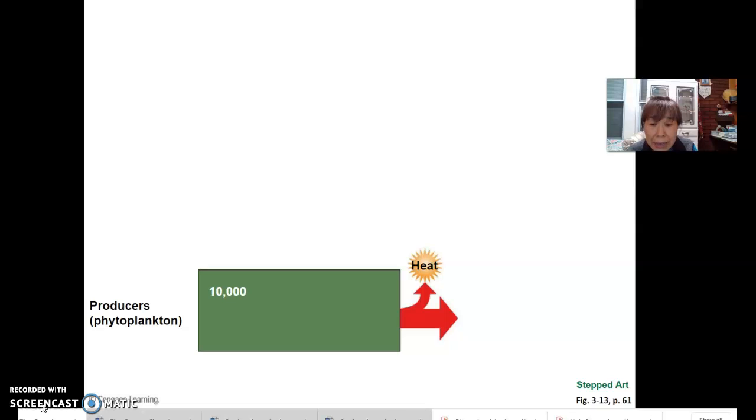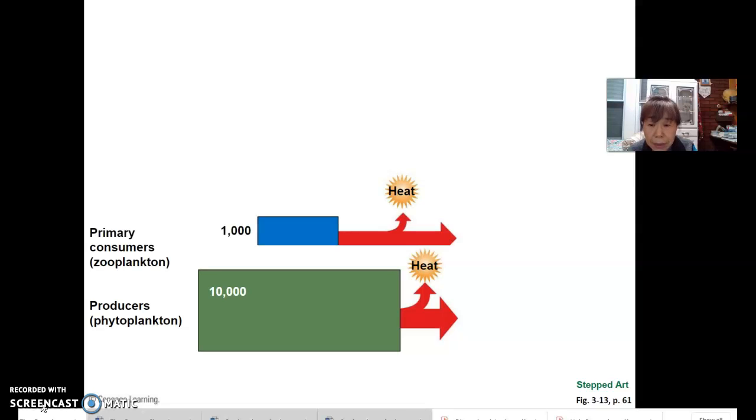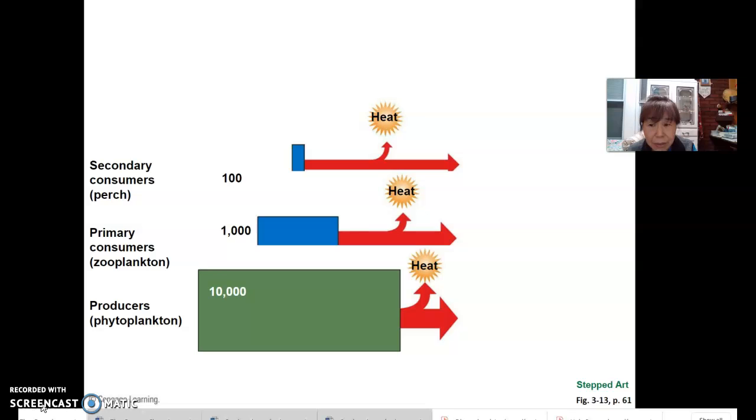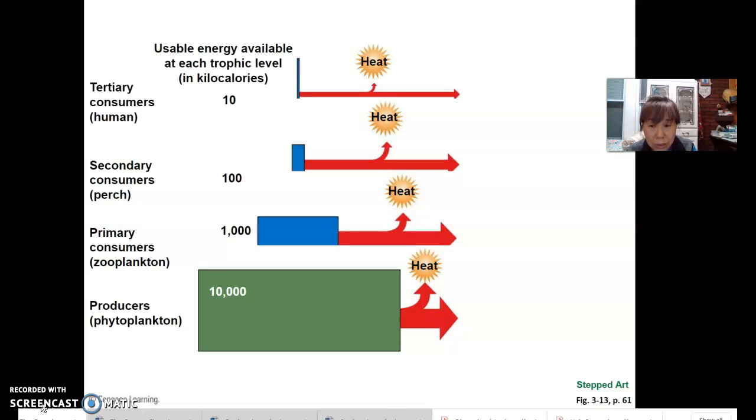So if you have a level at the beginning, let's say 10,000 kilocalories from the producer. And then when you go to the herbivore consumer, you only have 1,000 left. And then go to a secondary consumer, and then 100. And then go to the top consumer, only 10 kilocalories left. So every step you lose 90%.